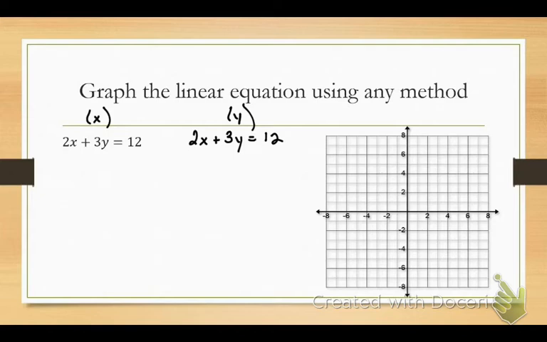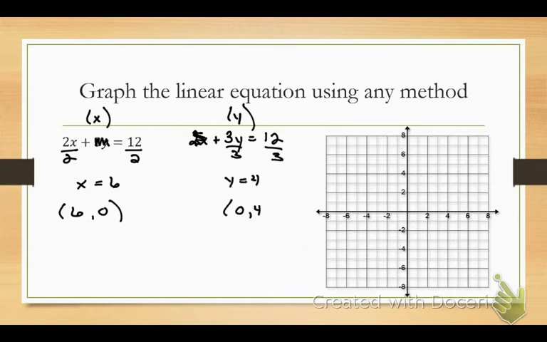To solve for X, I plugged in 0 for Y. Divided by 2, X equals 6, which means the point 6, 0. I saw many of you plotting the ordered pair. Then to solve for Y, I plug in 0 for X. Divide both sides by 3, and Y equals 4, so that's 0, 4. Now we just plotted those 2 points on our graph and drew our line, and we're done. Did your lines look like this? Are you guys feeling better about this?